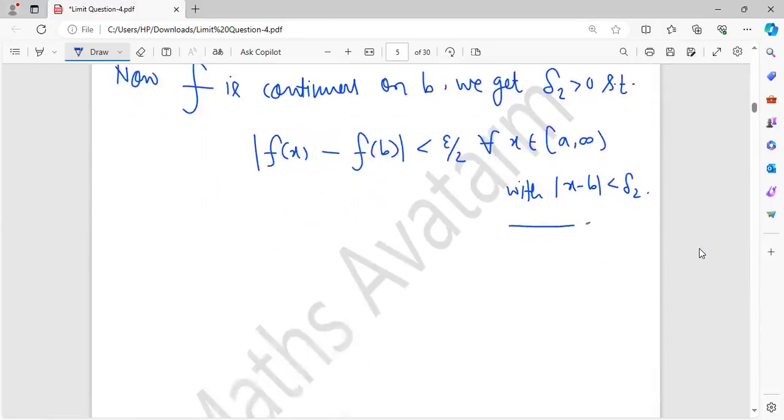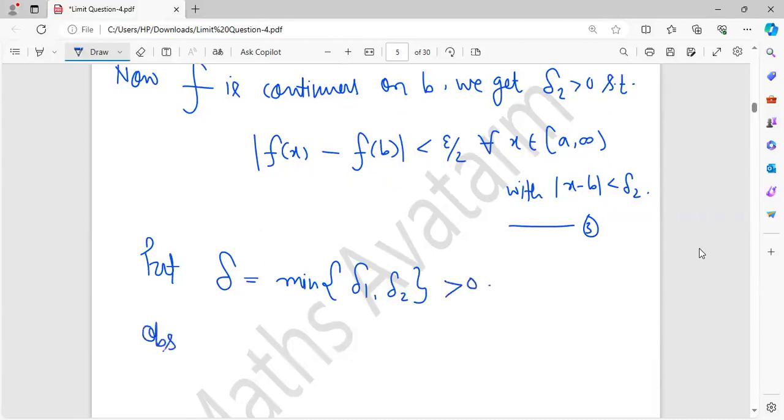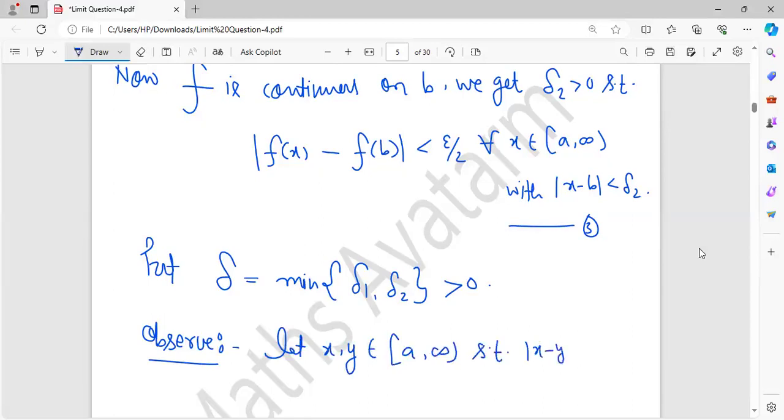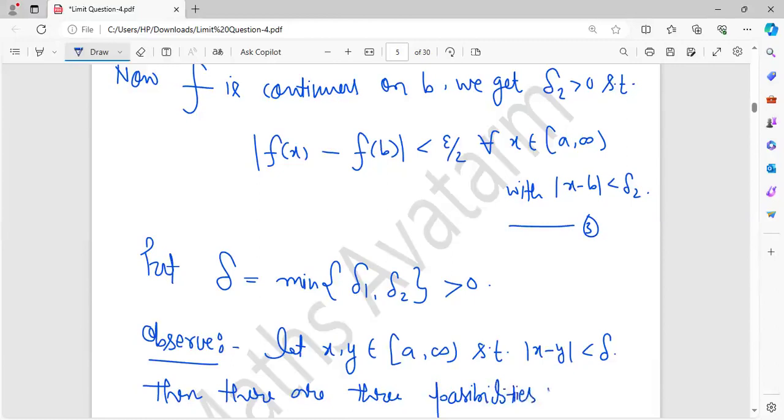Let's call this equation number 3. Now put delta equal to the minimum of delta 1 and delta 2. Since delta 1 and delta 2 are greater than 0, delta is also greater than 0. And observe the following things. Let x and y be taken from this interval such that |x - y| is less than delta. Then there are three possibilities. What are those possibilities?